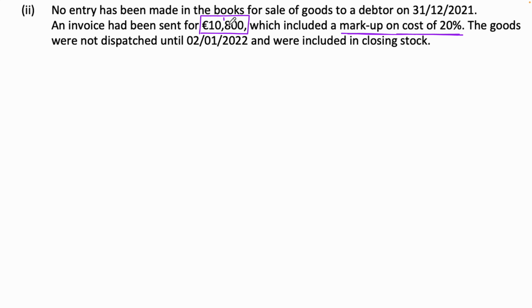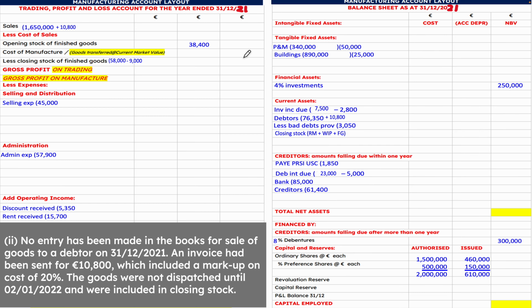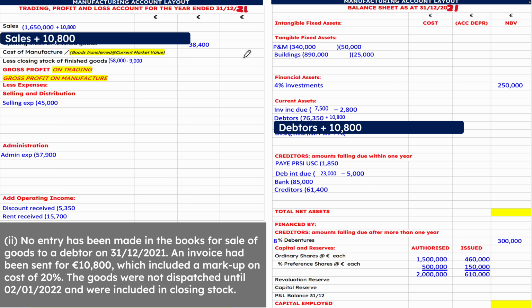So this figure here, 120%, okay? So you need to find what 100% is, and then we're going to need to take it out of the closing stock because that stock has left the company now, okay? So that stock has left the company now. Okay, so there's no impact on the manufacturing account, but in the trading profit and loss and the balance sheet, we're going to add 10,800 to sales. We're going to add 10,800 to debtors.